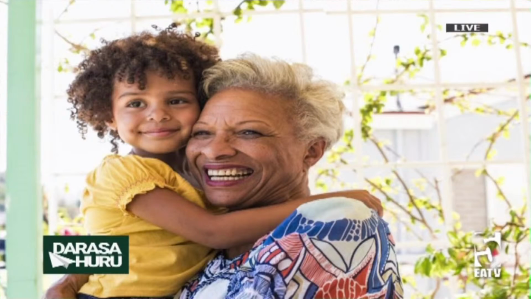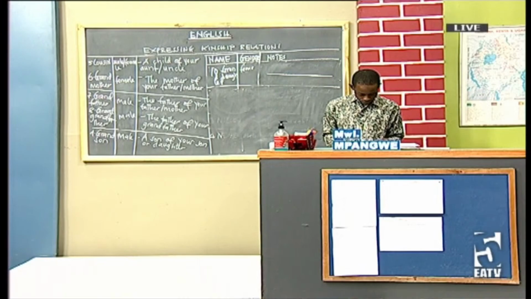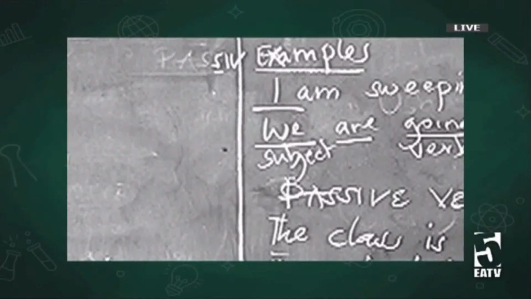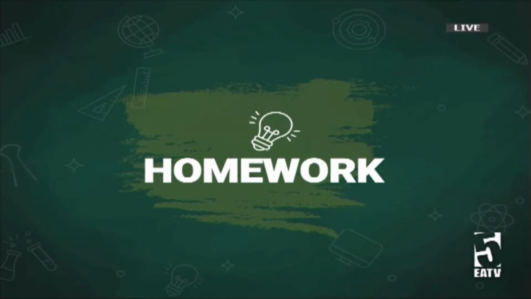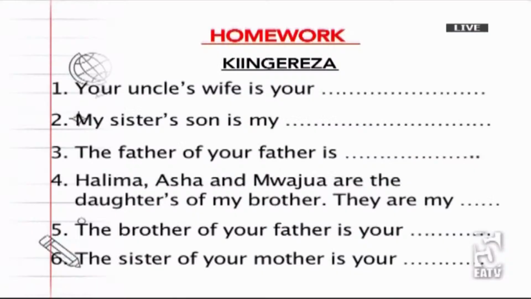Then I have to give you homework. Here I have some questions for you. You have to fill in the blanks. Question number one, your uncle's wife is your. Number two, my sister's son is my. Fill in the blank. And number three, the father of your father is.